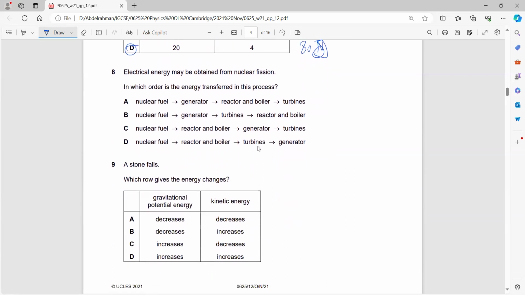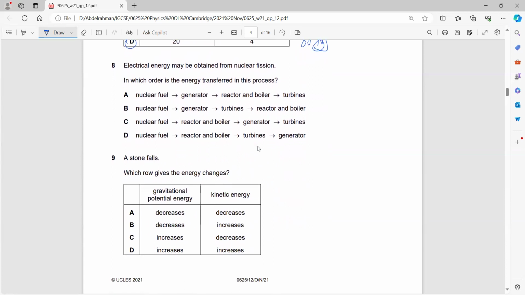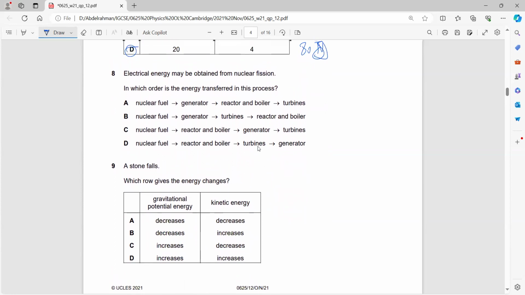Electrical energy may be obtained from nuclear fission. Which order is the energy transfer in this process? Nuclear fuel, what happens to nuclear fuel? It cannot go straight to the generator. Okay, it reacts and then the generator, then turbine. No, you need to rotate the turbine and then the turbine rotates the generator.